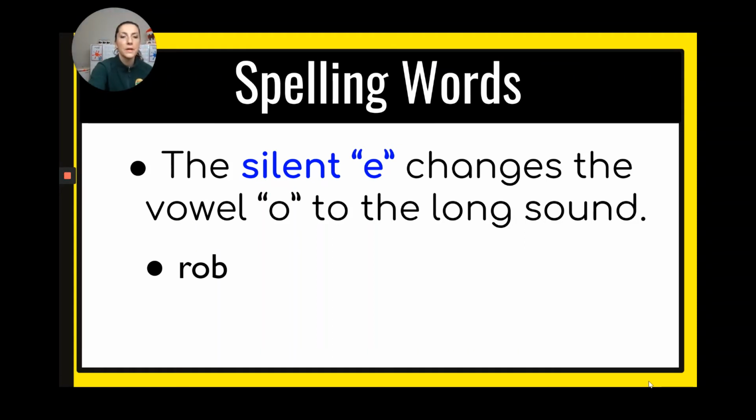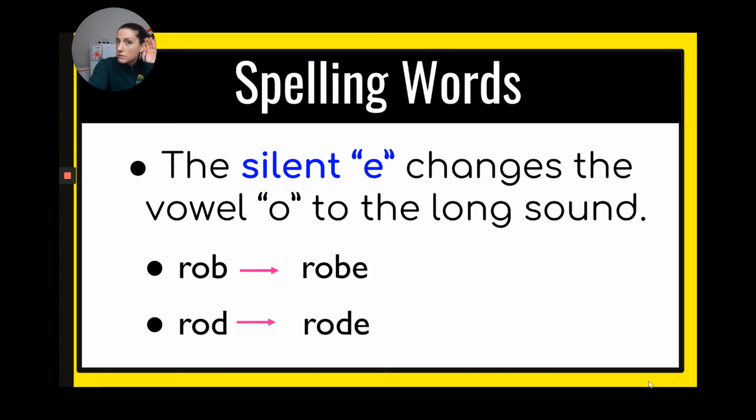Rob, right? Rob, and if we add a silent E, it changes to, you tell me, robe, okay? Totally different meaning. Rob means to steal something. Robe is what you could wear over your pajamas if you are cold. Okay, number 2, everybody read that one. It is rod. A rod is a pole, like a fishing pole. If we add a silent E to the end, it becomes rode, right? I rode my bike yesterday.